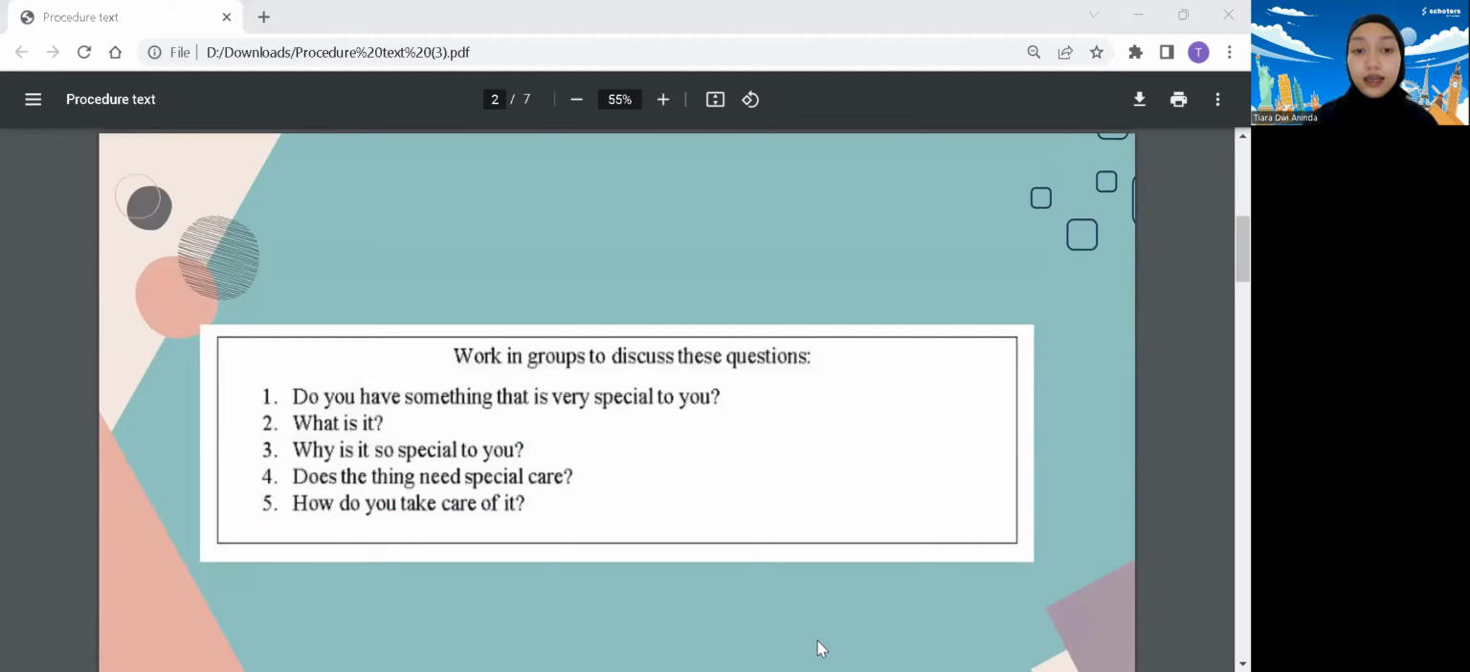Let's start by working in groups to discuss several questions. First, do you have something that is very special to you? Second, what is it? Third, why is it so special to you? Fourth, does the thing need special care? And number five, how do you take care of it? I'll give you 10 minutes to discuss these questions, and after that, you will need to report to me.